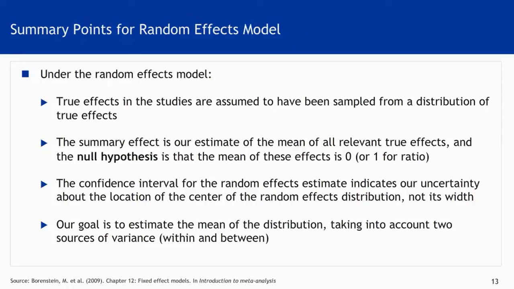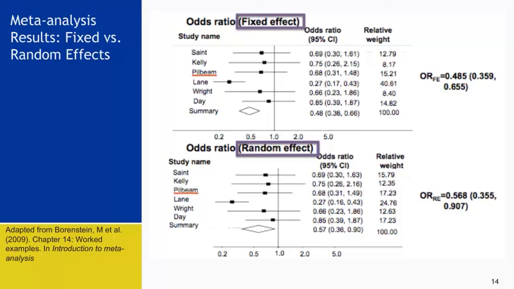So this is a difficult concept to grasp at a glance, but the idea is the confidence interval from your random effects model tells you how uncertain or how certain you are about the location of the center of that mean distribution. And our goal is to estimate the mean of the distribution, taking into account two sources of variance, the within and between. And here I contrast the output from the fixed effect model versus the random effects model.